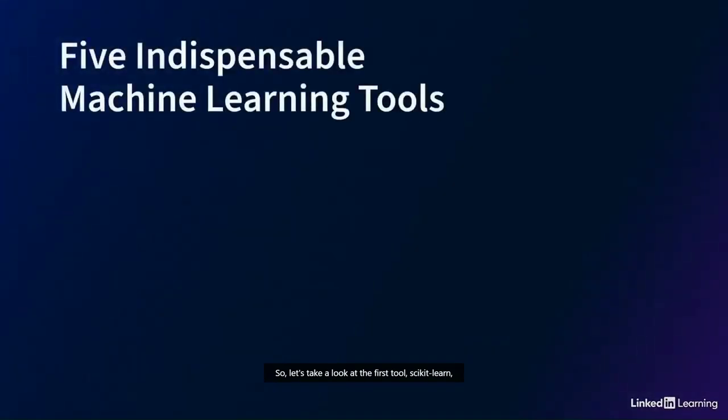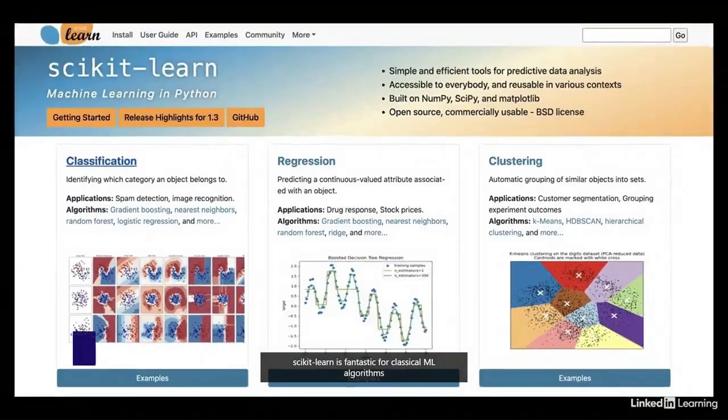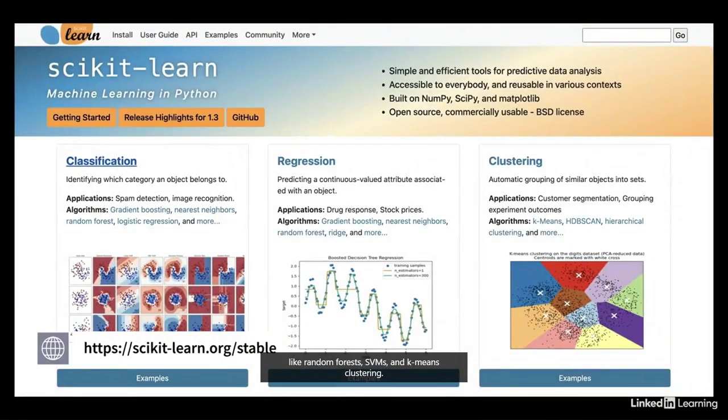So let's take a look at the first tool, Scikit-learn, the starter pack for machine learning in Python. Why should you care about Scikit-learn? Well, think customer segmentation or predicting house prices. Scikit-learn is fantastic for classical ML algorithms like random forests, SVMs, and K-means clustering.